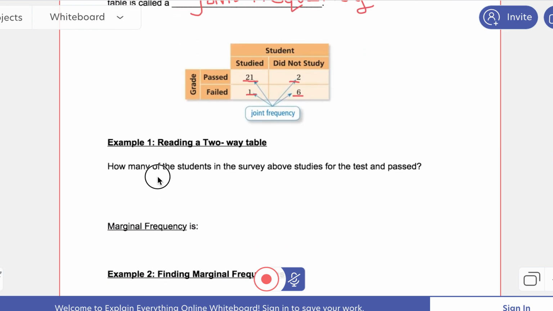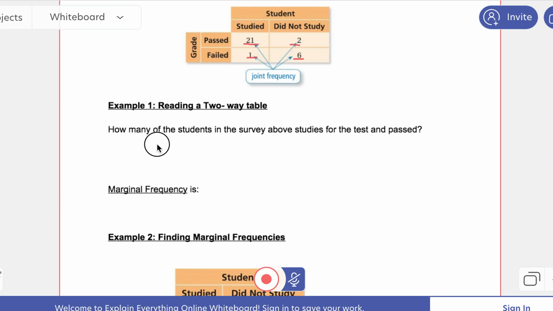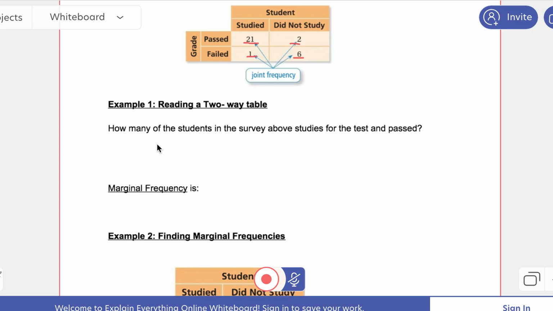So, for an example, how can I read a two-way table? This is a question that you might be asked. How many of the students in the survey above studied for the test and passed?